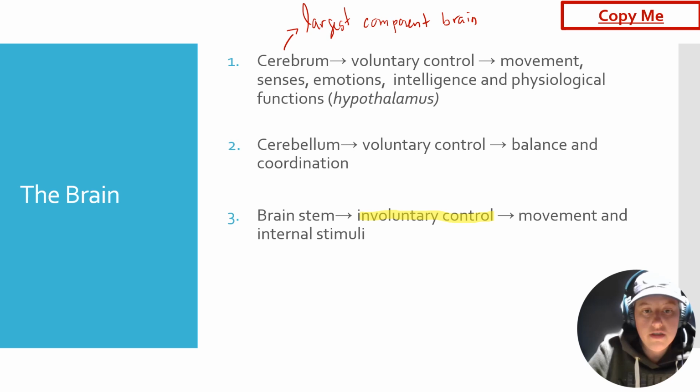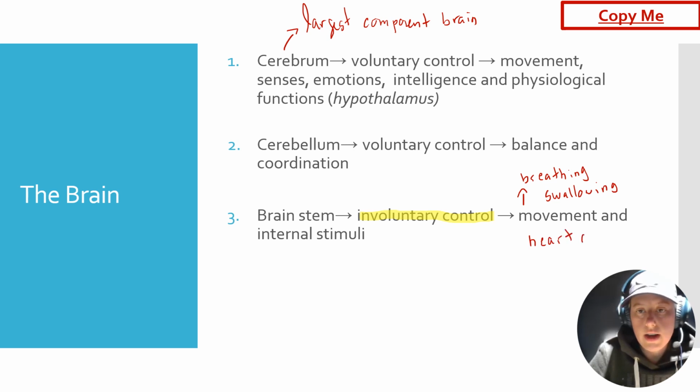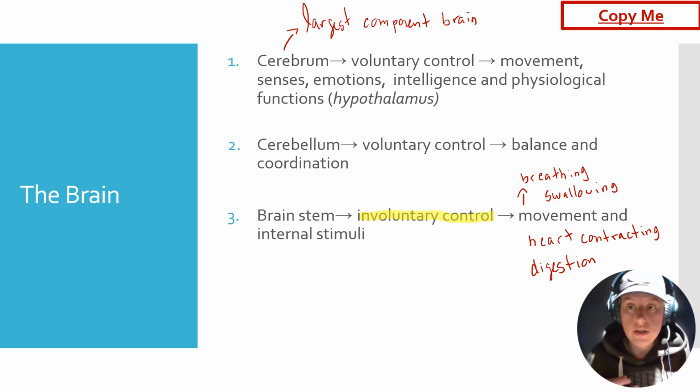So examples of muscle movement that you are not consciously thinking of would be things like breathing, things like swallowing, things like the heart contracting, things like digestion. All require muscle contractions, all happen without you thinking about it.